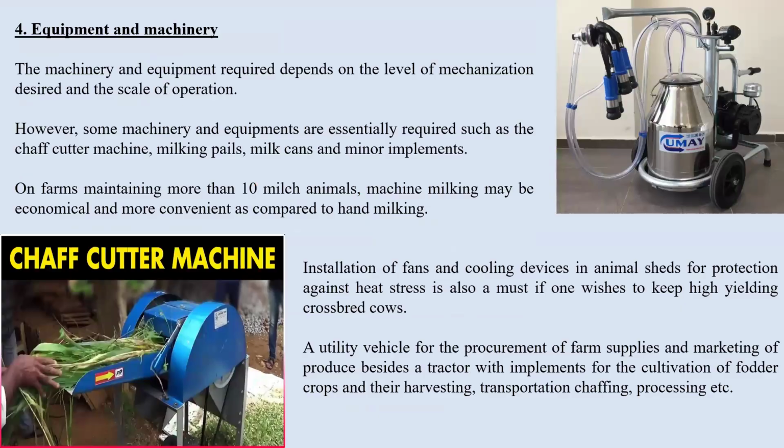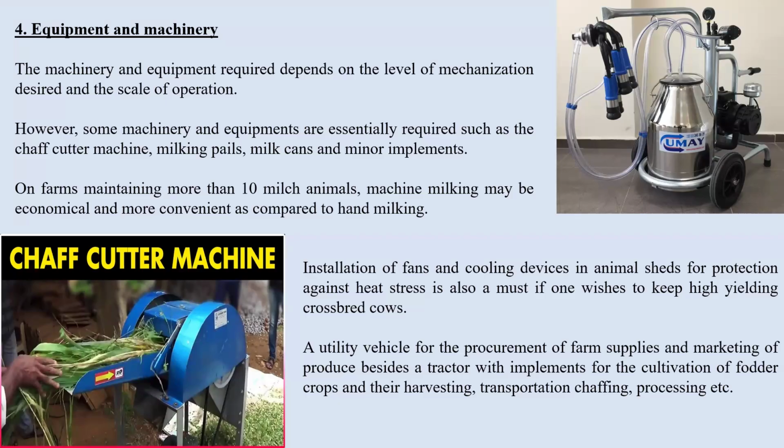So next are the equipment and machinery required to set up a dairy unit. Normally, if there are more than 5 animals, the major requirement for milking is the milking machine. A single person cannot handle the milking, since it is a large number of animals. However, some machinery and equipment are essentially required, such as chaff cutter machines.